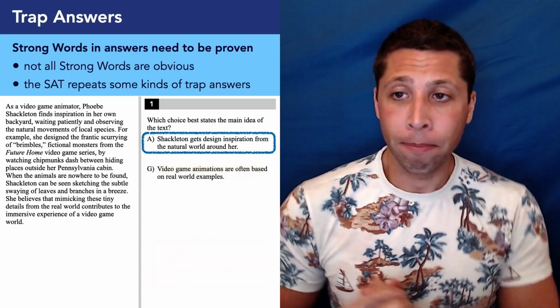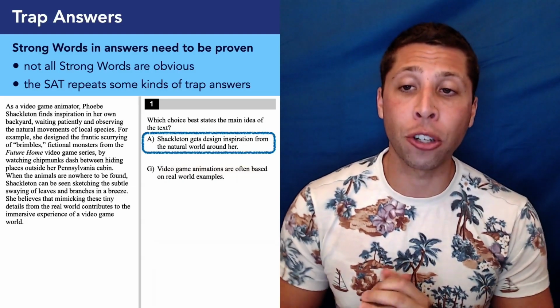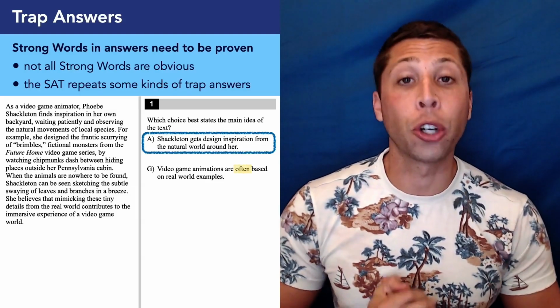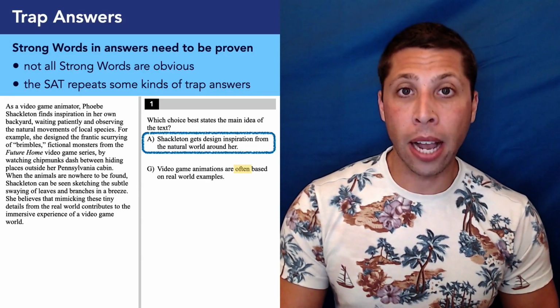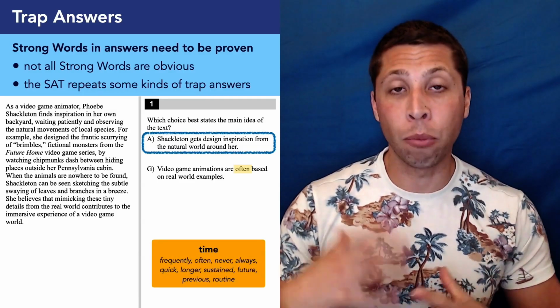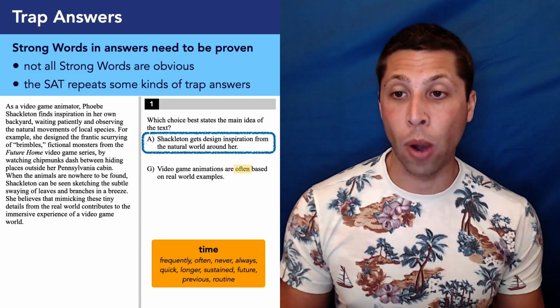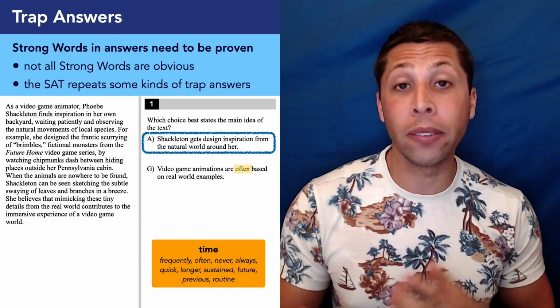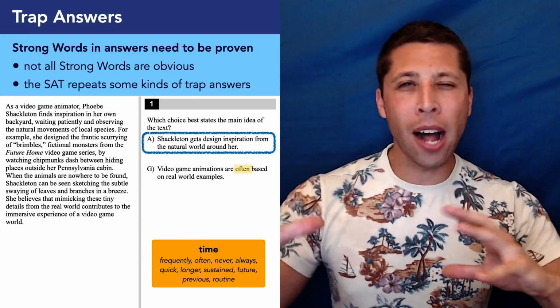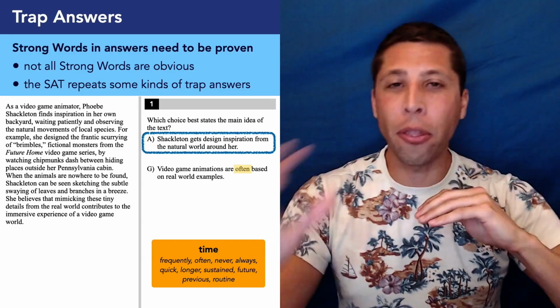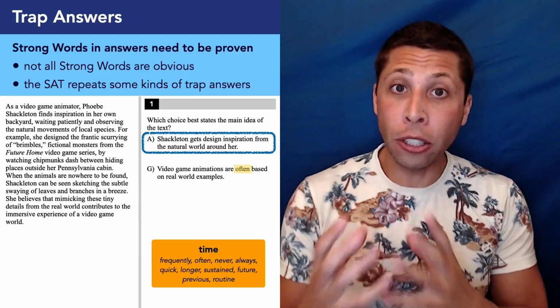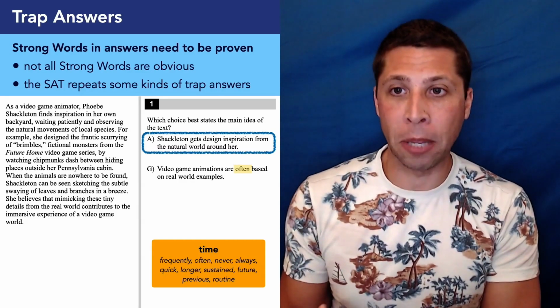Let's look at choice G. Video game animations are often based on real-world examples. Well, okay, the first thing that bothers me is the word often. This is a word that kind of fits into another category of words that involve time in some way. Frequently, often, never, always, quick, longer, sustained, future, previous, routine. They're adding in chronology. One thing happens first, then another thing happens, or maybe something happens multiple times. These are all very strong ideas that need to be proven with the passage.